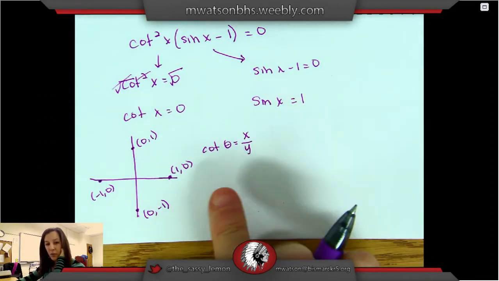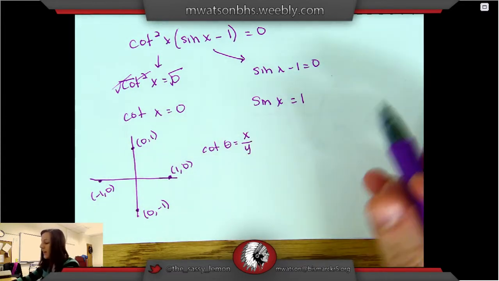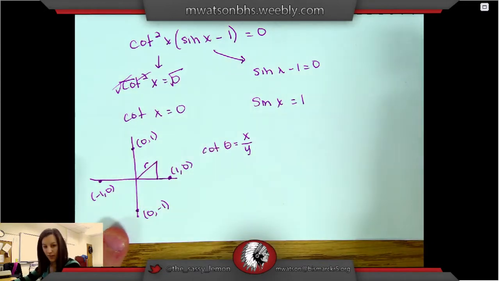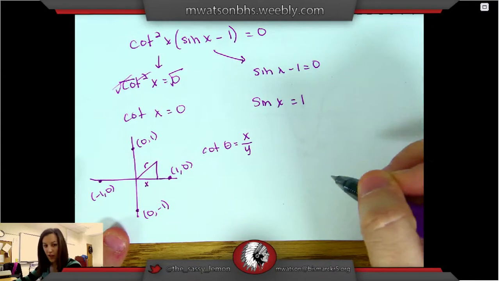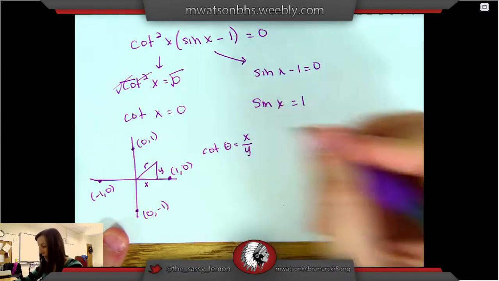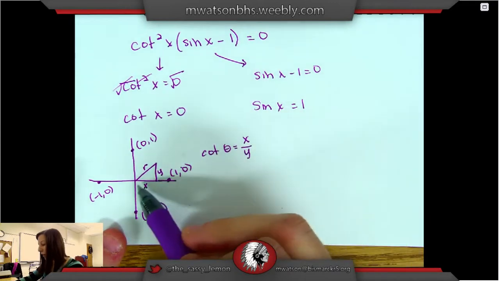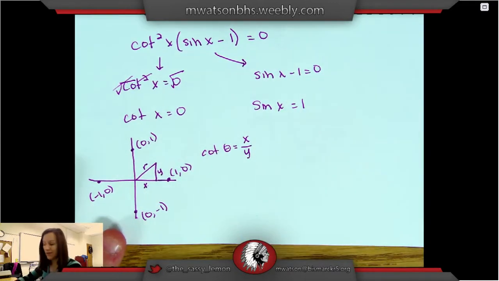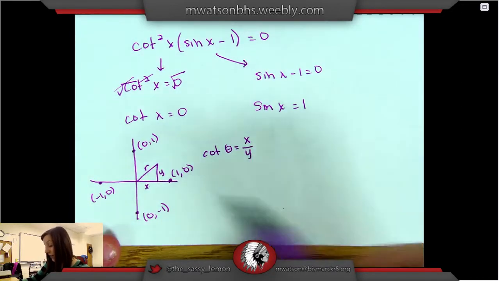And then I have to think about cotangent of theta in x, y, and r is x over y. I just remember what tangent is and flip it over. If you have a hard time remembering that, just sketch yourself a little triangle. The hypotenuse is always r. The horizontal side is always going to be x, and the vertical side is always going to be y. So then you can go, oh, adjacent over opposite. That's cotangent.